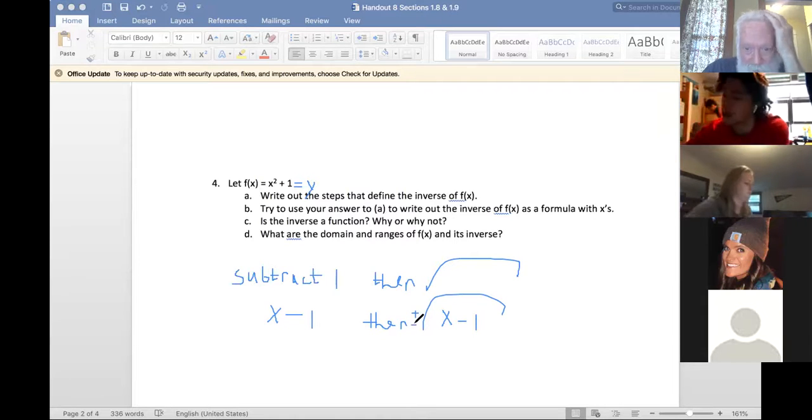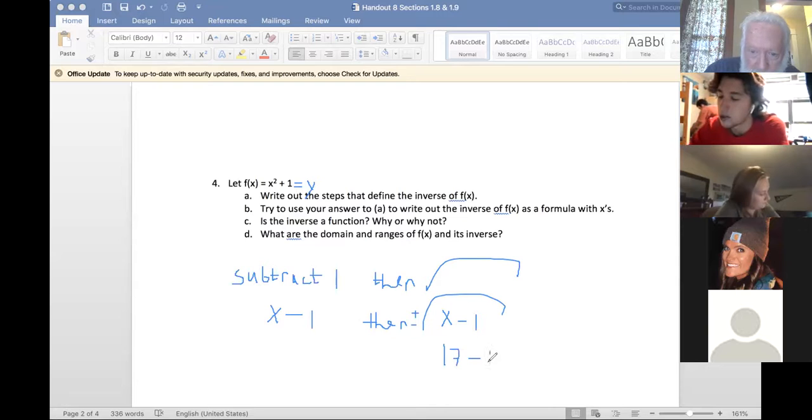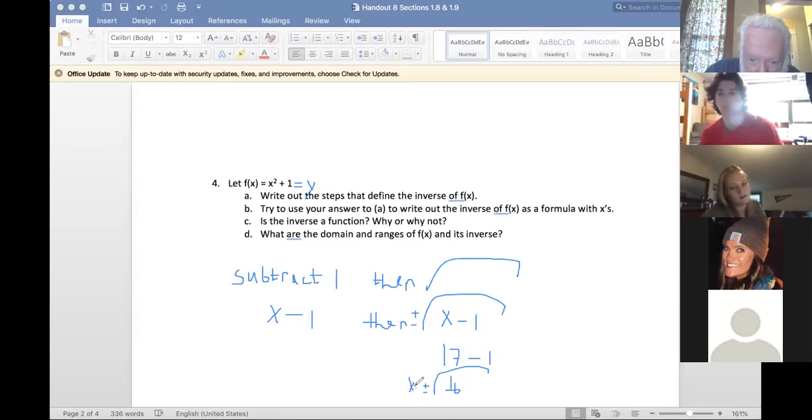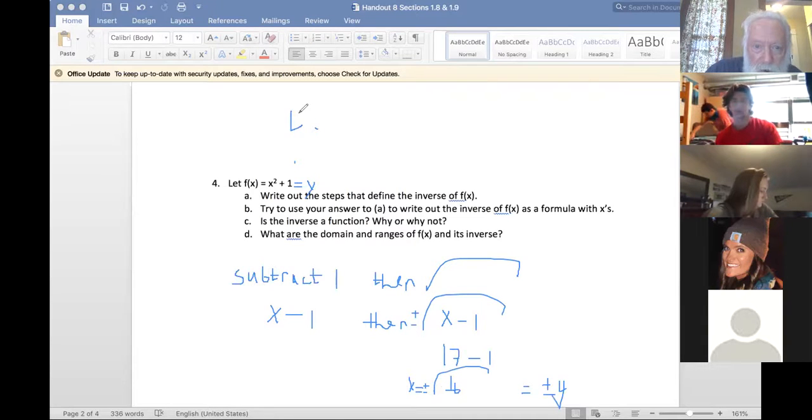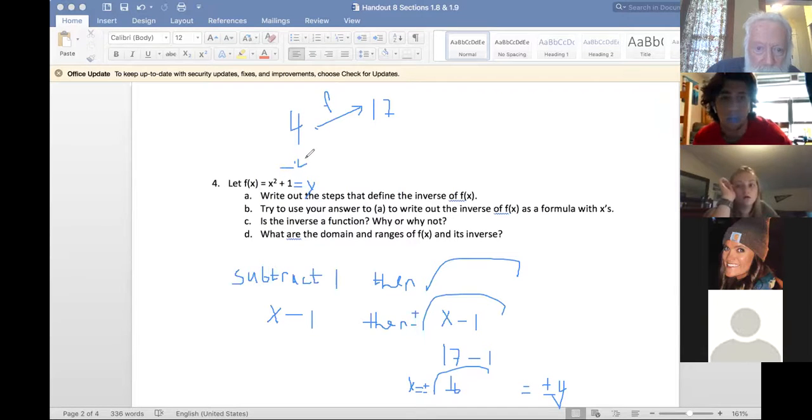Exactly right. Like if I plug in 17, I'm just making that number up, then I would get x is equal to plus or minus square root of 16. It's supposed to be an equal here that I forgot, which is plus or minus 4. And just to look at the function for a second, if we plug 4 into the function, it goes to 17, right? We plug that into f. And then if we plug minus 4 into f, it also goes to 17.